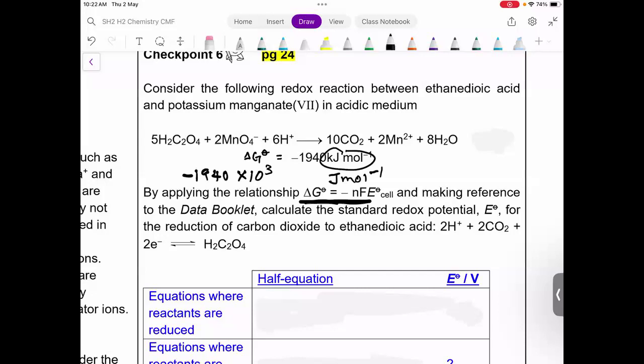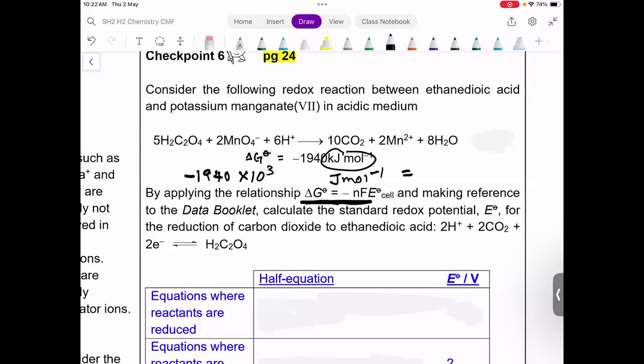Convert to joule per mole first. Then it will be equal to negative n. So what is n? How many electrons are transferred per mole of the written equation? 10 electrons. Are you able to see that there are 10 electrons transferred? Don't say 10 here and 10 here makes 20. 10 electrons transferred, understand me? 10 here transferred to 10 here. So 10. Then your Faraday's constant, 96500.